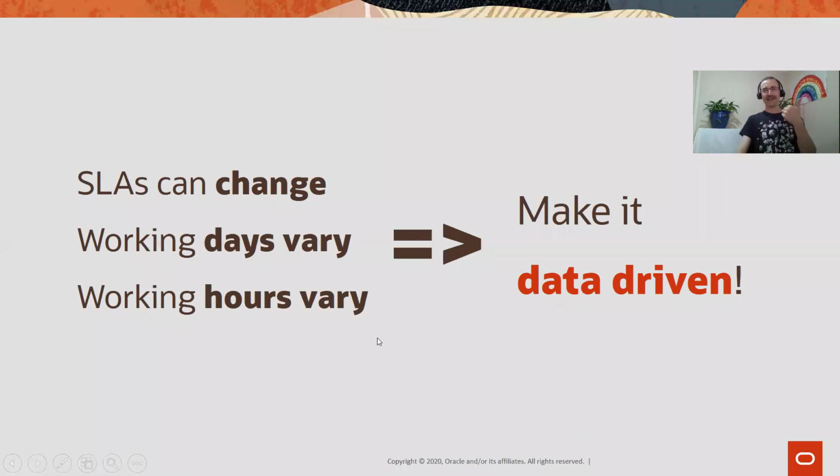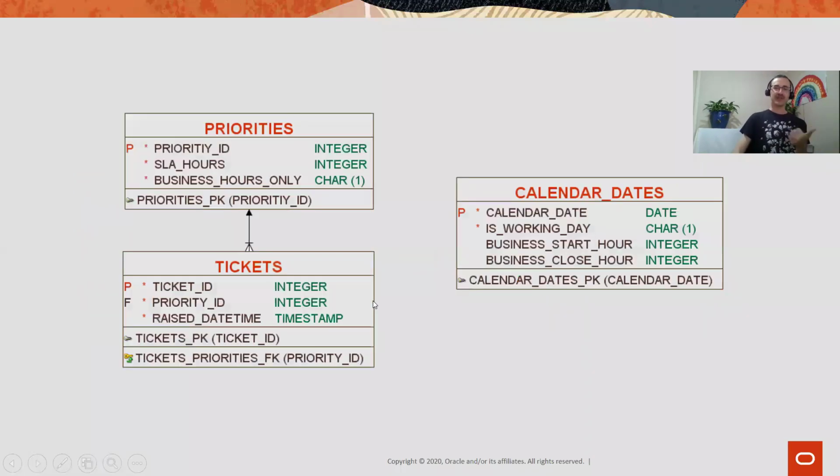We already had a tickets table, but there's a couple of other tables I'm going to create as well. We've got our tickets, which have a priority and a raise date, but we've also got a priorities lookup table, which stores how many hours are in the SLA and whether or not that is business hours only. So do we only do that Monday to Friday, 7 till 6? Or is it 24/7, basically?